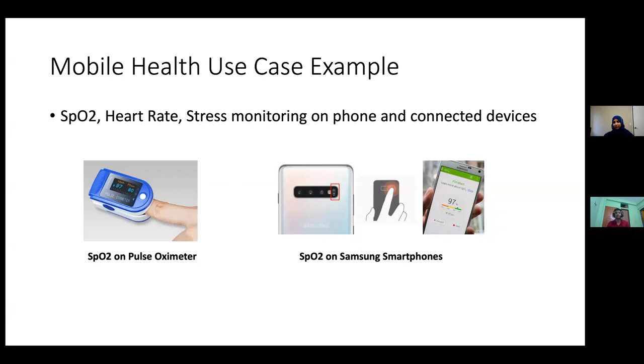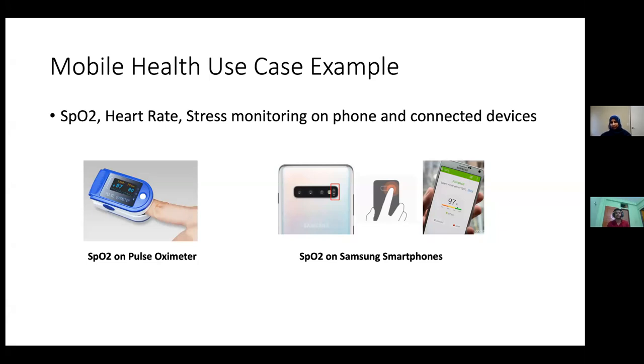Users who have a Samsung smartphone, like the Note 4 to Note 10, have this capability on the phone. You don't need to buy an additional SpO2 device. You can do it here. I can show how to do it. This is just an example of how we can help through this kind of research. Here you can see the pink light. Here is the sensor, the light sensor. It measures the blood flow and the reflection from the blood and measures the SpO2.